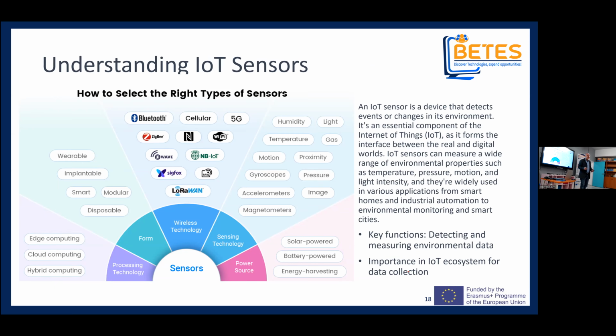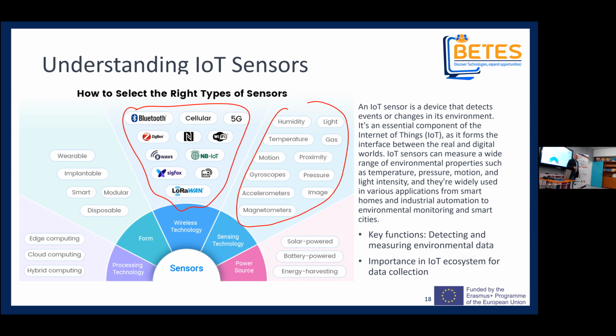So someone will now ask, how can we select the right sensor, the right Internet of Things sensor? And we can see here that we have the humidity, temperature, light, etc. This is what we want to sense, what we want to measure. Here we have the method of wireless transmission. We can use Bluetooth, Zigbee, 5G, Z-Wave, LoRaWAN, NB-IoT, etc.